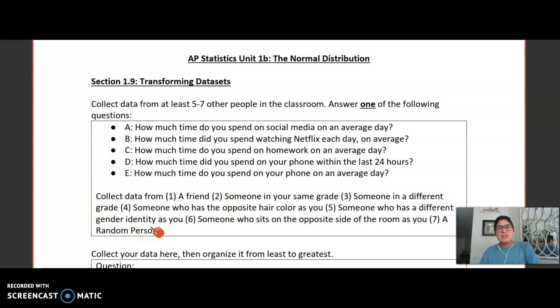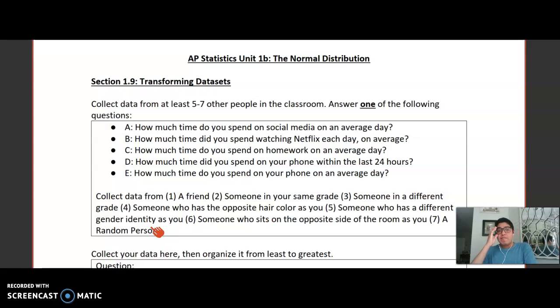Alrighty, so let's take a look at the second half of Unit 1, the normal distribution. In the AP Stat CED, this all falls under, I think, topic 1.10, but in my classroom, we spread this over the course of about a week, covering the different components involved in the normal distribution. The first one is relevant to transforming data sets.